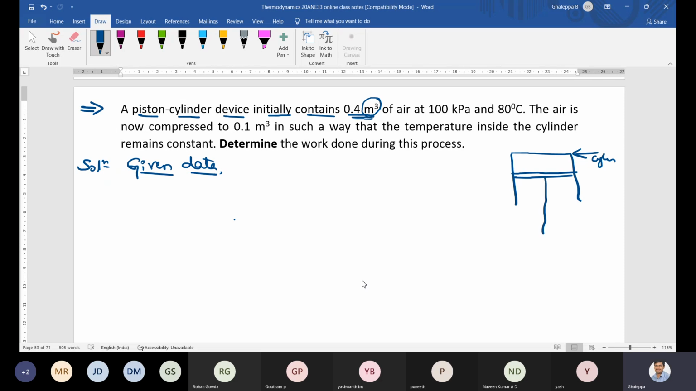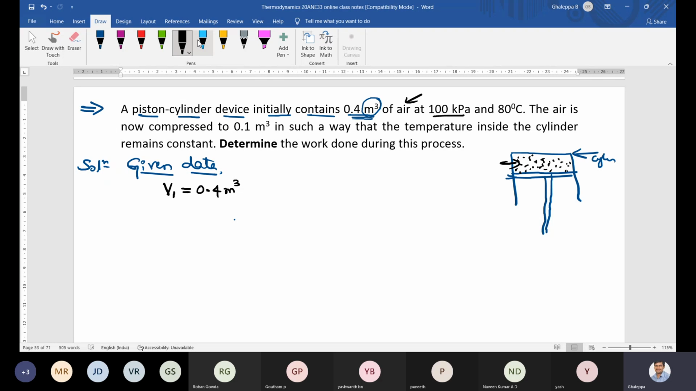So this is piston, this is cylinder, just a simple sketch. It is not necessary to draw the sketch always, but please make a habit of drawing such sketches, so numericals will become easy. The cylinder and the piston, and here it contains some gas. Not gas, he has given air. Let us assume that it is air. What is the volume of the air? He has given V1 is equal to 0.4 meter cube.